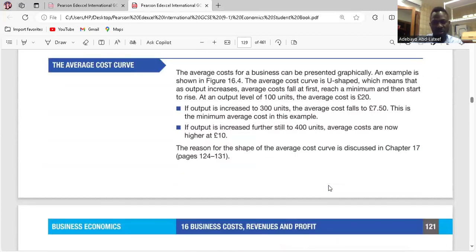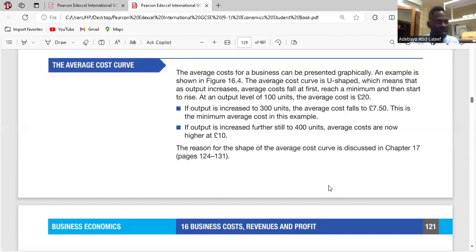Why is it U-shaped? Here it said the average cost curve is U-shaped, which means that as output increases, the average cost will start falling to some extent. Then, if it passes the optimum level, it starts increasing again. That is when we start talking about these economies of scale. So for average, do you get what I'm saying now or not?